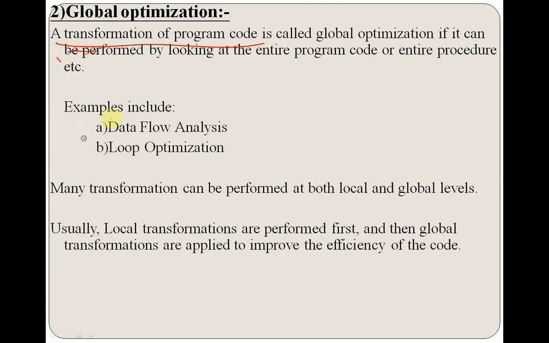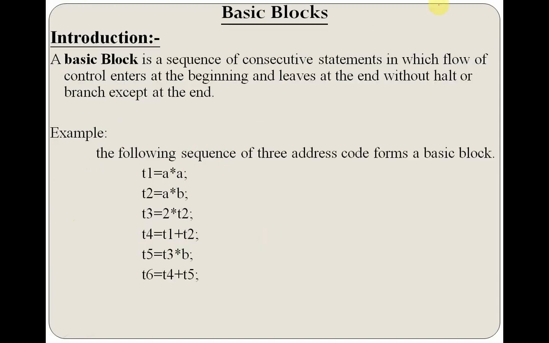Examples include data flow analysis and loop optimization. So many transformations can be performed at both levels, local level as well as global level, and usually local transformations are performed first and then global transformations are applied to improve the efficiency of the code.